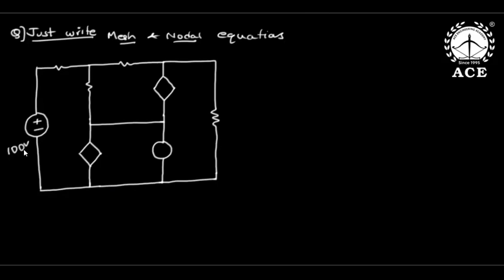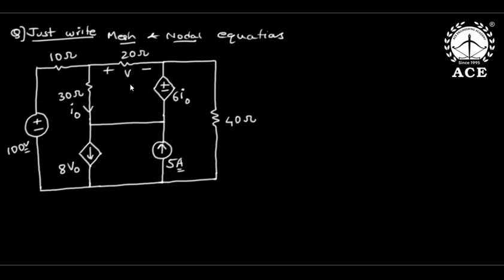Now this is 100 volts, 10 ohms, 20 ohms, 30 ohms, 40 ohms, V naught, 5 amps, 6 I naught. This is I naught and this is V naught.